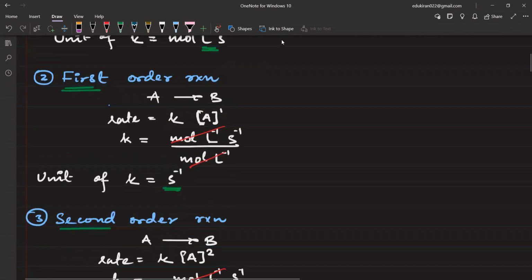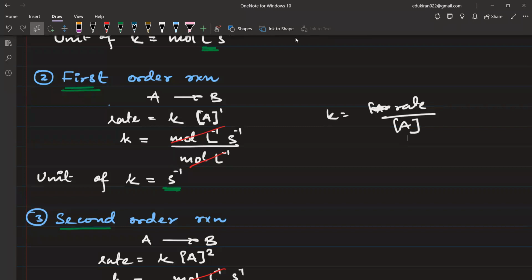For first order reaction, see, A is giving me B. Rate will be equal to the rate constant multiplied by the concentration of A to the power 1. Now, if I write K, then K will be equal to rate upon A, rate divided by the concentration of A, right? Now, the rate has unit of mole per liter per second, and concentration has a unit of mole per liter. So both units will get cancelled, and the unit of K will become just second inverse. Can you see that? Yes or no?